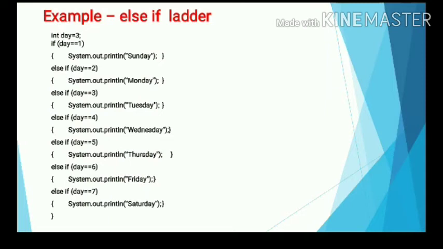Otherwise again it checks if day equal to 5. If day equal to 5 is true then Thursday is printed. Otherwise again it checks day equal to 6. If day equal to 6 is true then Friday is printed. Otherwise it comes to the else part and then again checks day equal to 7. If day equal to 7, then Saturday will be printed. So in this way the else if ladder is executed.